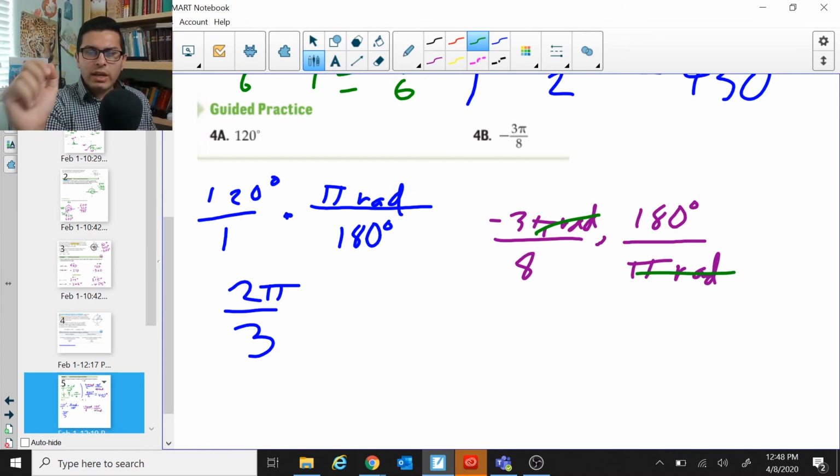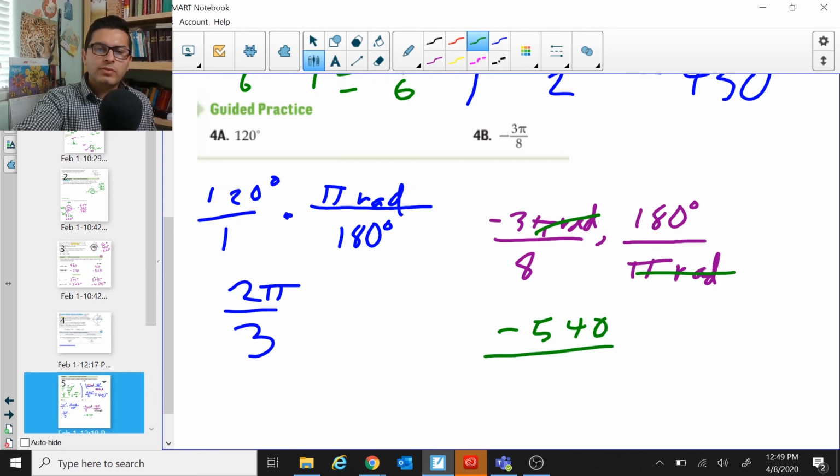So we just have to do -3 times 180, which will be -540. And we have to divide that by 8 because that was what was left over on the bottom. Negative 135 over 2 degrees.